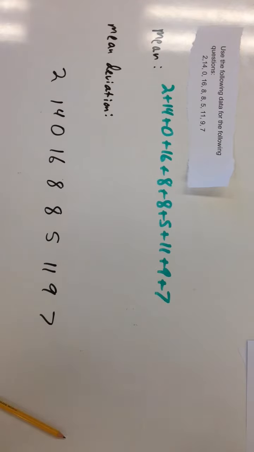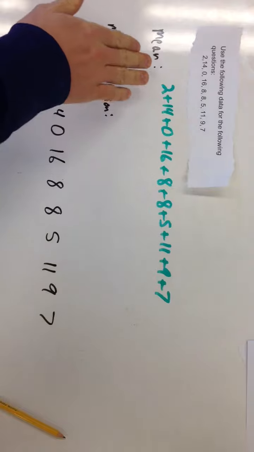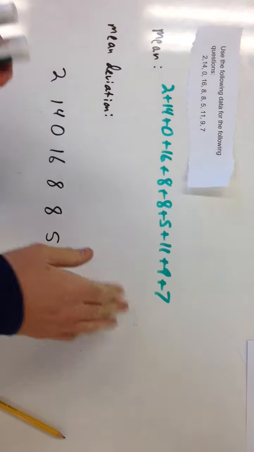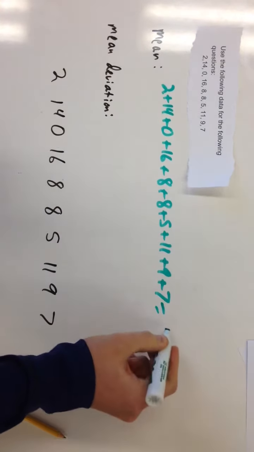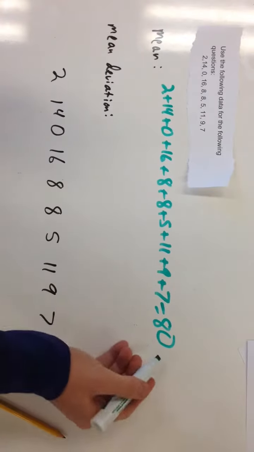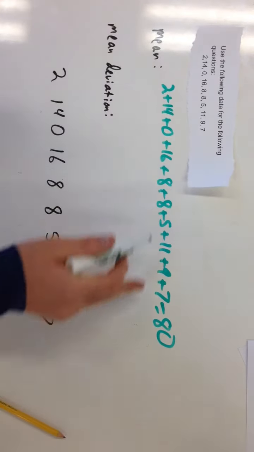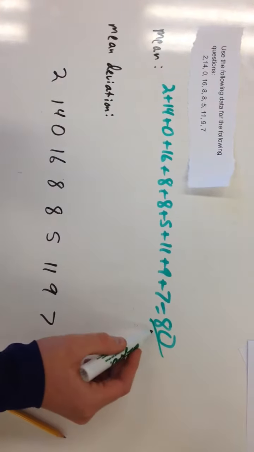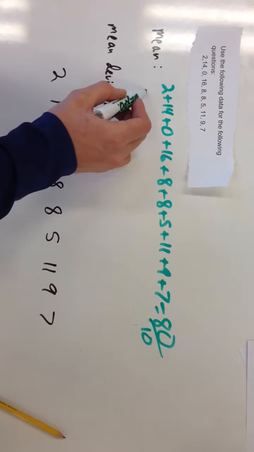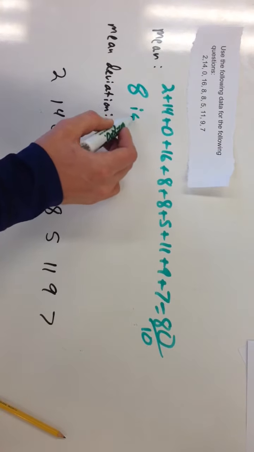So in this problem, we want to find the mean deviation of this data. To find the mean, I'm going to add up all the numbers across here in the green. That is 80. And I go to count how many there are, and there are 10 of them. So I do 80 divided by the 10 numbers, and I get a mean of 8.